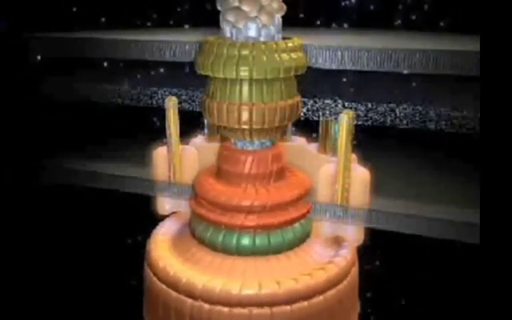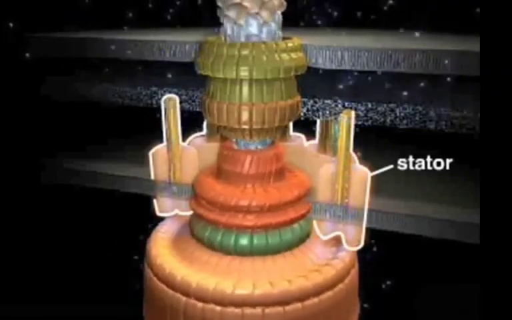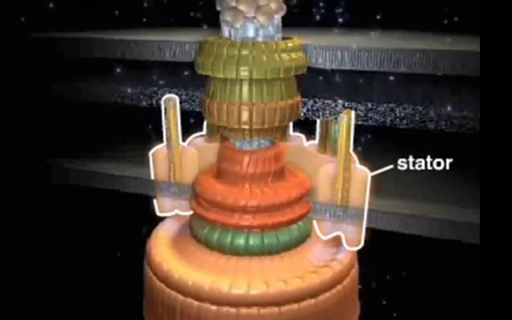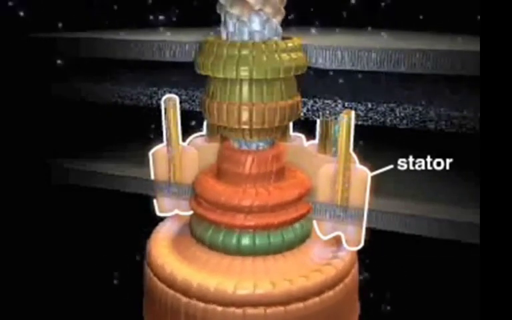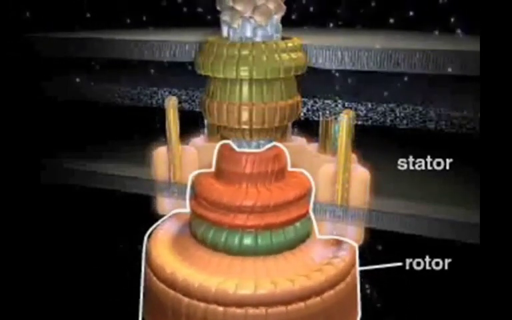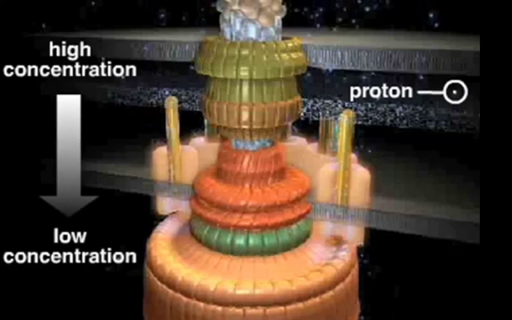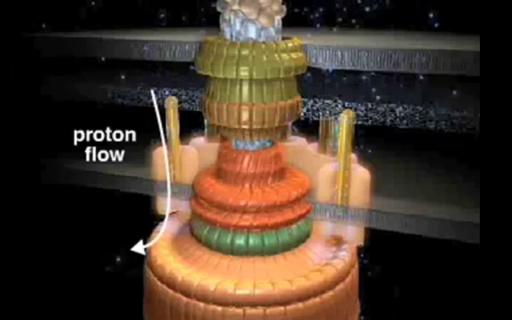Some of the rings make up the flagellar motor, which can be divided into 2 major parts: the stator, which is attached to the peptidoglycan layer and, as its name implies, remains stationary, and the rotor, which rotates. The motor derives its power from a proton gradient across the membrane. In this example, a high concentration of protons exists outside, and a low concentration exists inside the cell. The protons flow through the interface between 2 types of proteins, called MotA and MotB, that make up the stator.